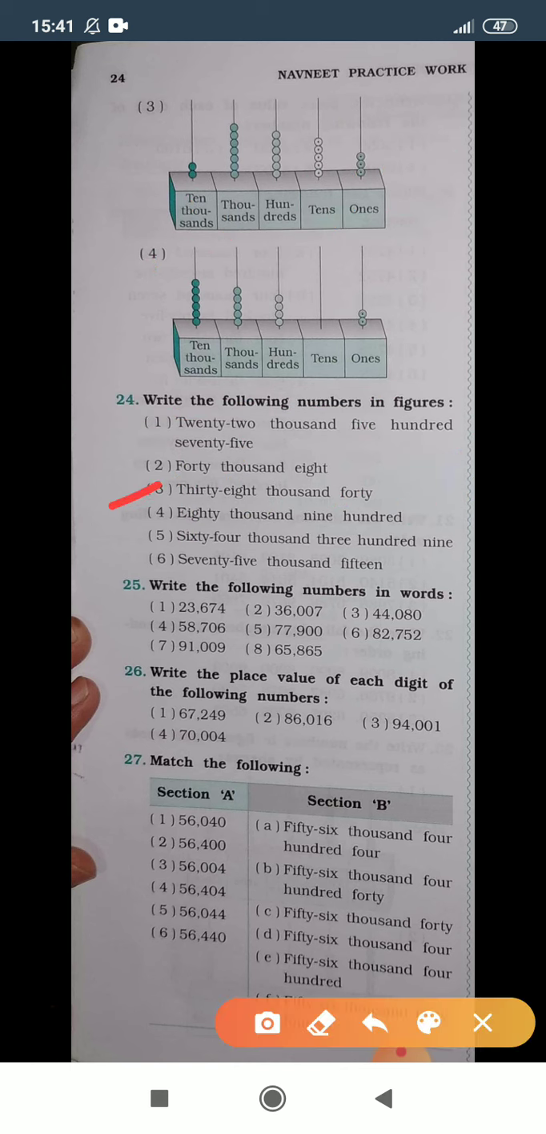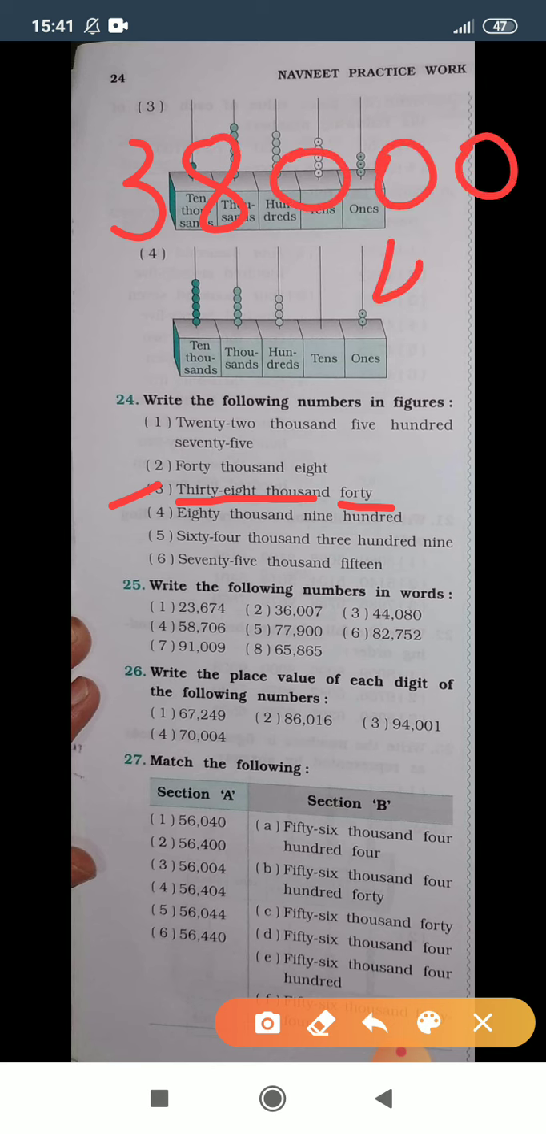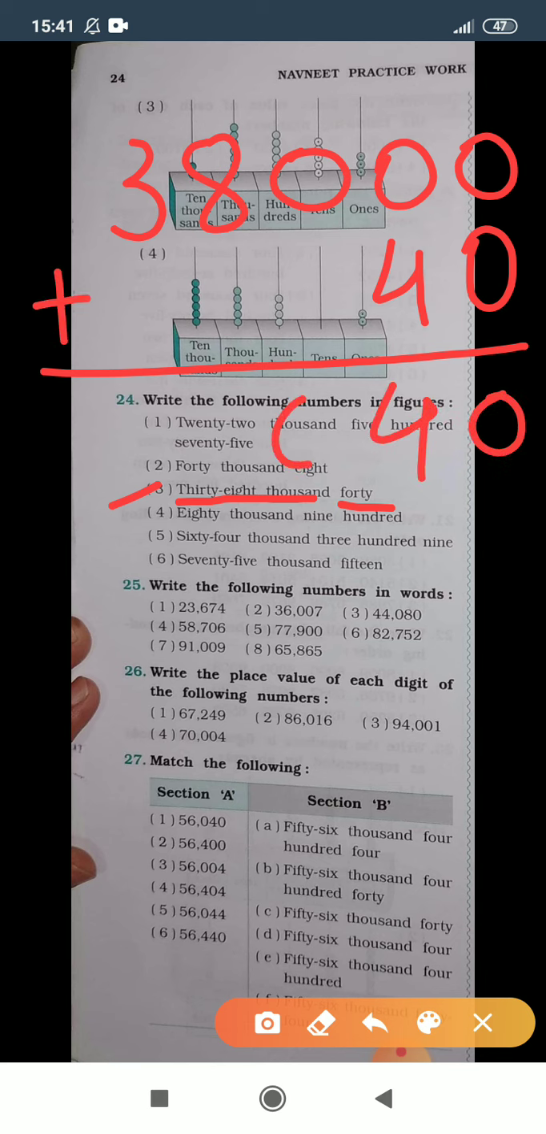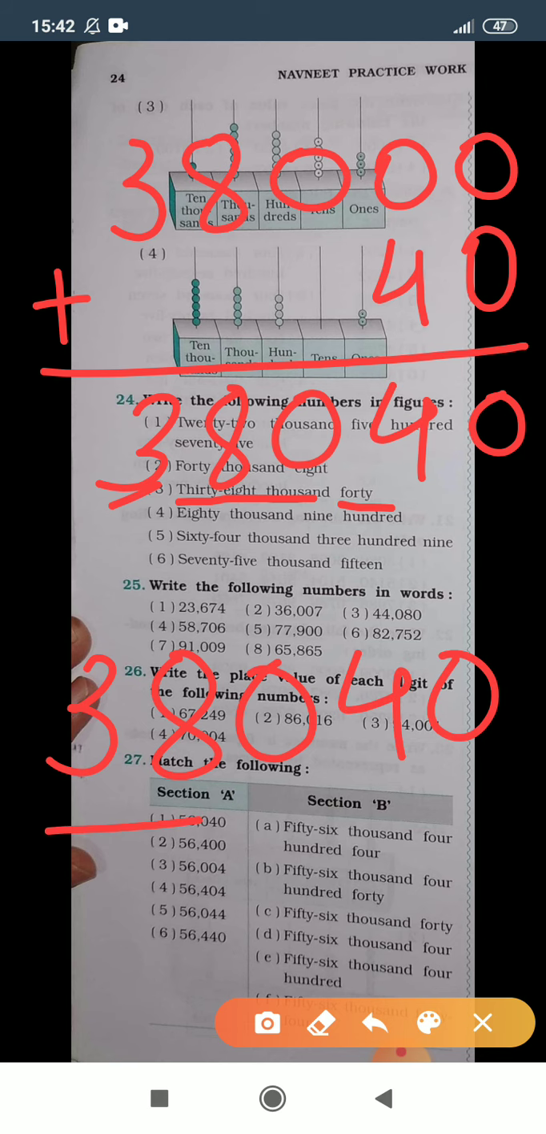The third one, 38,040. So first we'll write 38,040 as per the place value. Add these two numbers. So your answer is 38040 in numbers, that means 38,040.